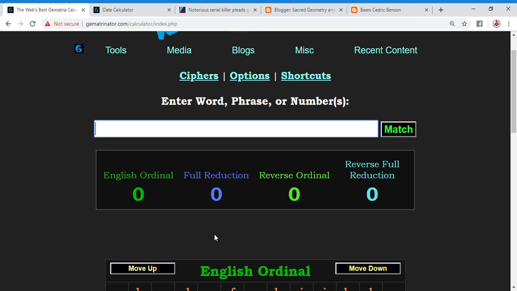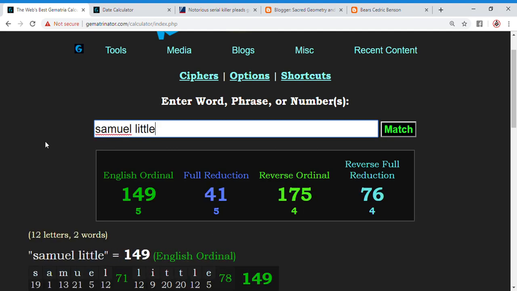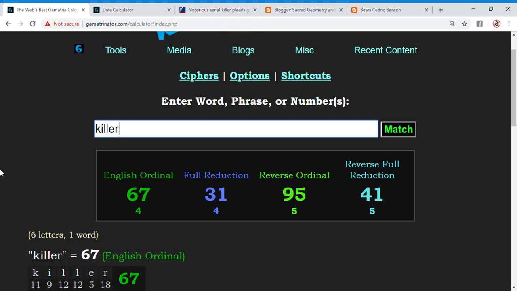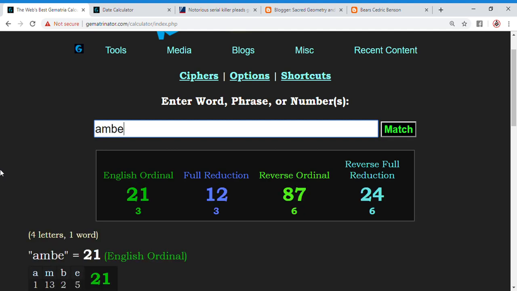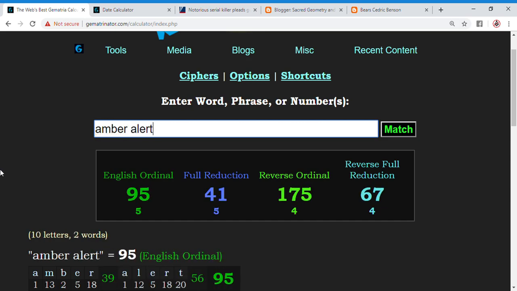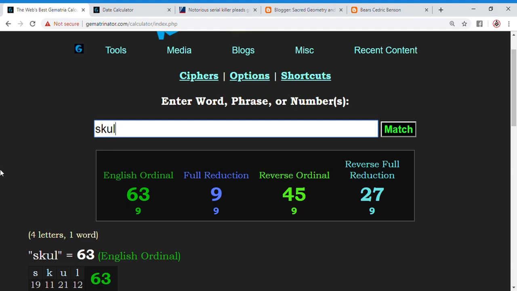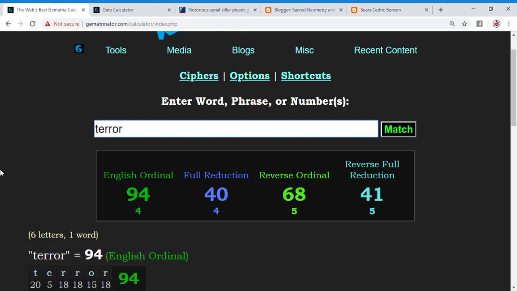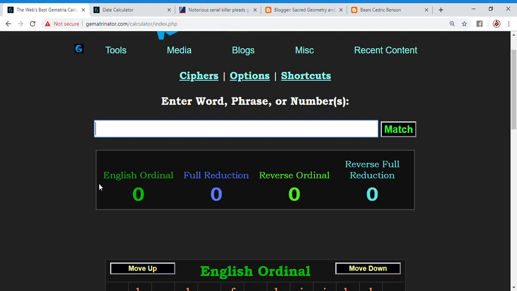149. Now, Samuel Little again. Okay, we did the 149. Now let's look at some words that go with the 41 that goes with Samuel Little. Words like killer. That's 41. Words like Amber Alert. Oh, I got that one wrong. Oh, okay, I got adding a T. That's why I thought that was right. Amber Alert is 41. And again, skull and bones. How about like terror is 41? Okay, so we've got skull and bones twice, Amber Alert, terror, Antichrist, Revelation, all related to this Samuel Little guy. I think we're sending a pretty clear message.